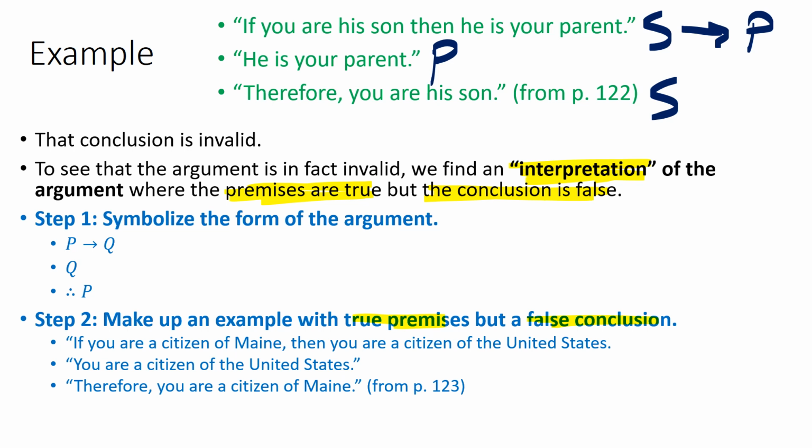If you are a citizen of Maine, then you are a citizen of the United States. And that in fact is a true premise. The second premise is you are a citizen of the United States. That's a true premise, at least for me. Therefore, you are a citizen of Maine. Well, that in fact is false. I'm not a citizen of Maine. So we know the premises are true, but the conclusion is false. So this argument is definitely invalid.